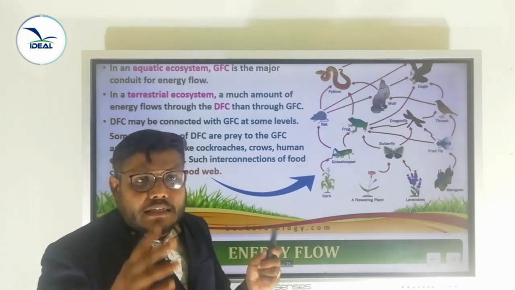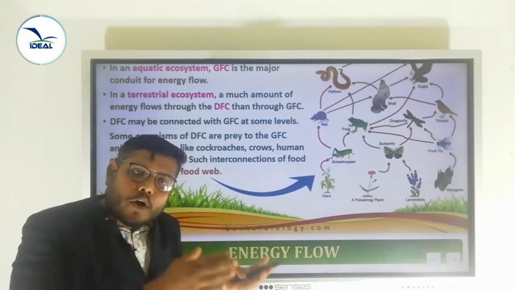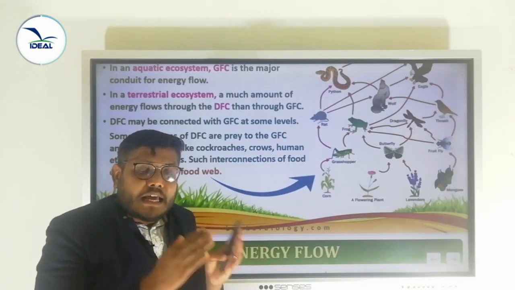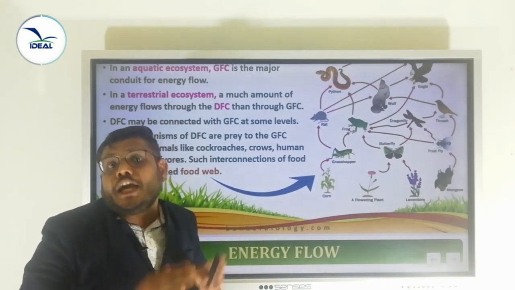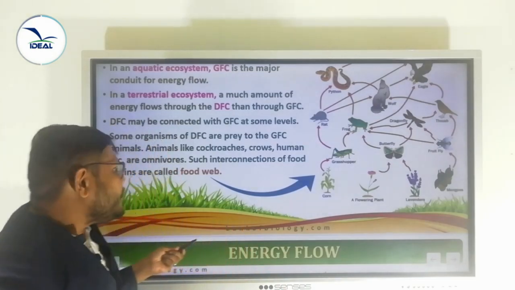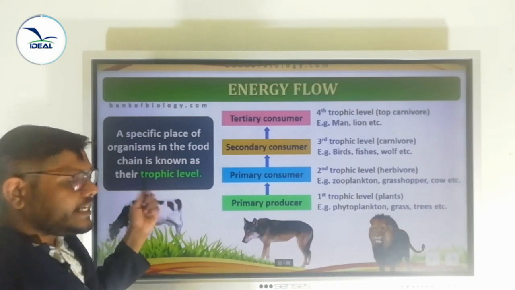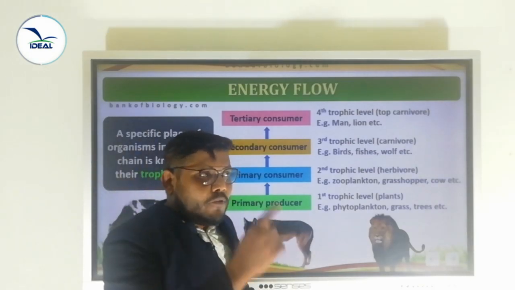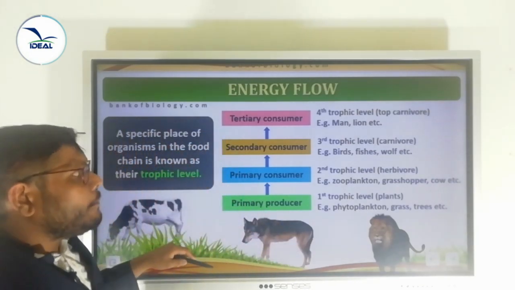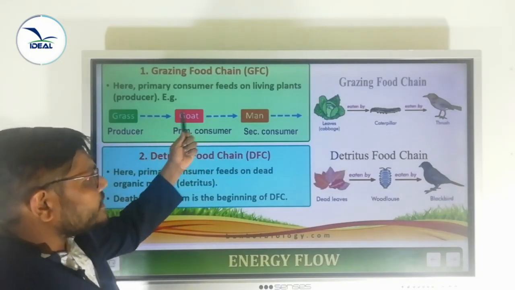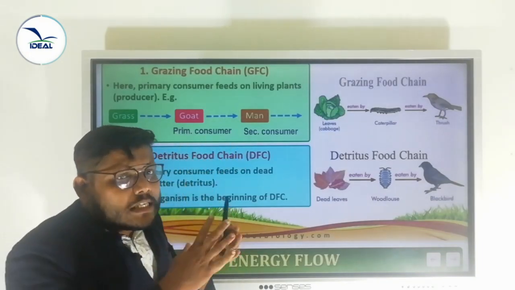Consider the food chain. We can say that different organisms occupy different feeding levels. That particular feeding level of an organism is called a trophic level. What is trophic level? The specific place of the organism in the food chain is known as trophic level. Before, we already mentioned one of the examples: grass, goat, man. Grass is eaten up by the goat, the goat is eaten up by man. This is one of the simple examples.